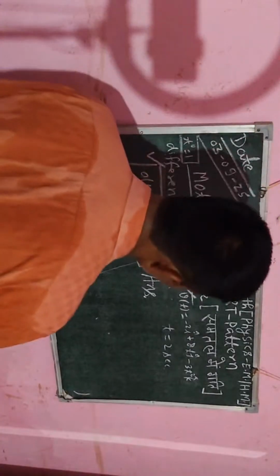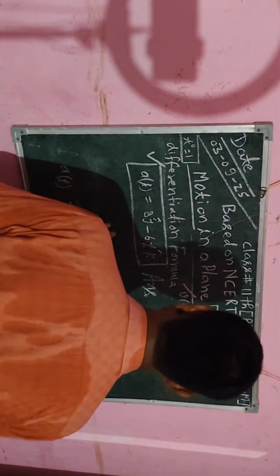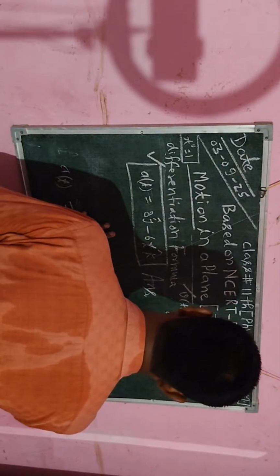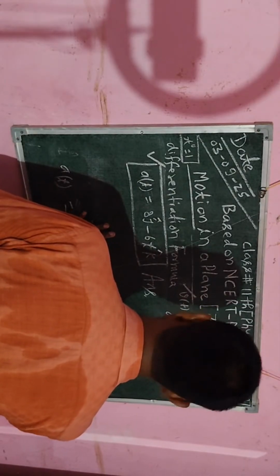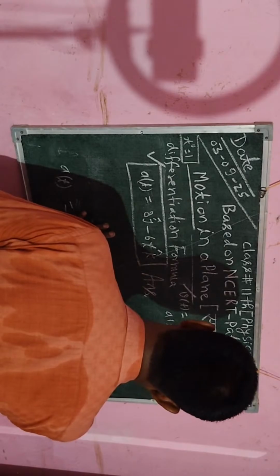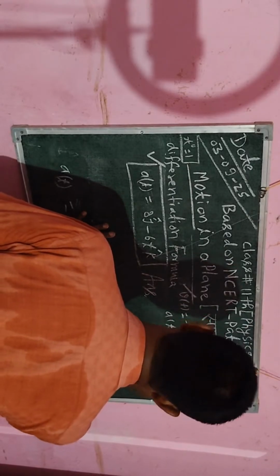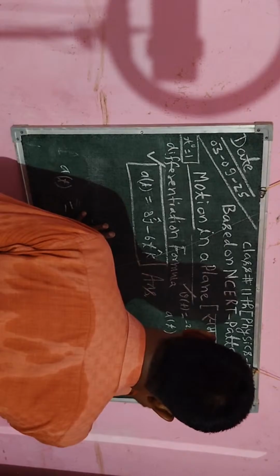So this value I will also simply write here, a of t, which is equal to 8 vector j cap minus 6t vector k cap.